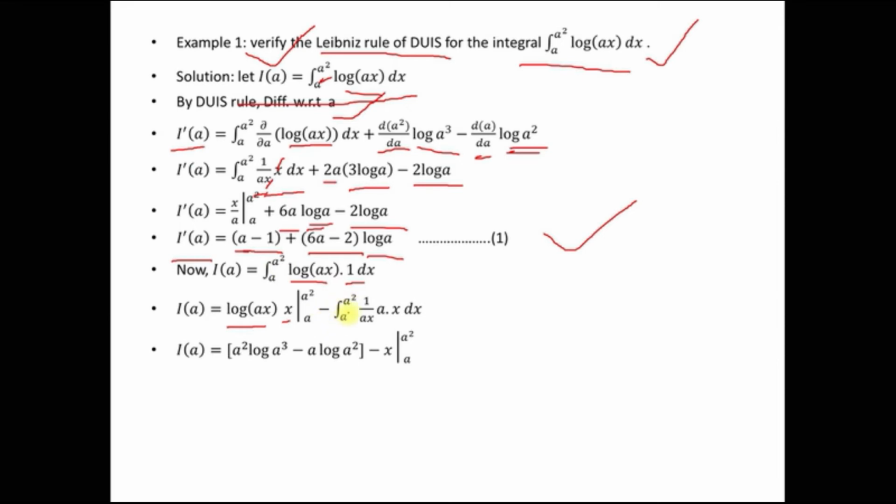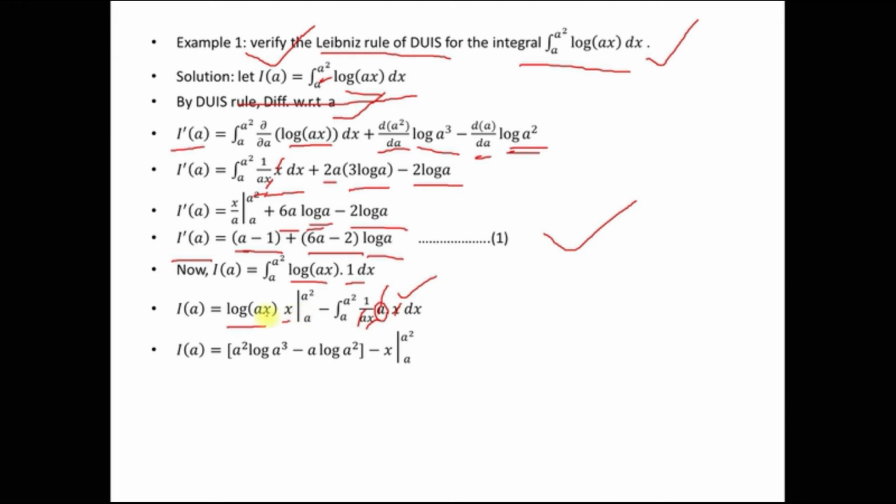Then minus the integral from a to a square of the derivative of u, meaning the derivative of log ax. The derivative of log x is 1 upon ax into the derivative of ax with respect to x, since we are integrating with respect to x. The derivative of ax will be a, into the integral of v, which is x. Here we can see that the a will get cancelled and this x will get cancelled. So what will remain is only dx, and the integral of dx is x, with limits from a to a square. Okay, this is completed.